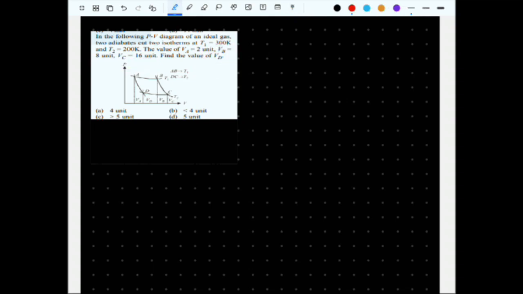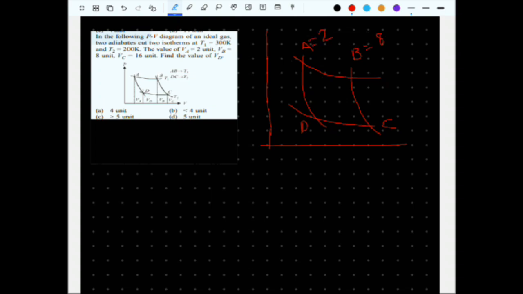So let's do it. First of all, make the graph here perfectly. Something like this. Okay, this is A, this is B, this is C, and this is D. We know VA is equal to 2 units, VB is equal to 8 units, VC is equal to 16 units. We have to find VD. Let's say VD is equal to X. We know that AB is an isotherm and AD is an adiabatic.